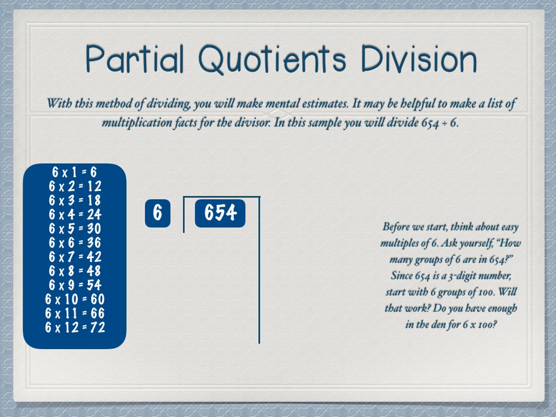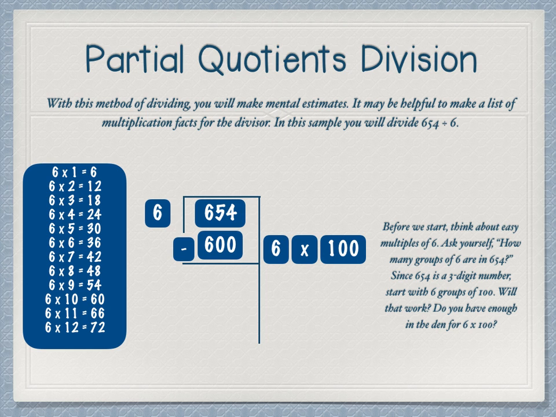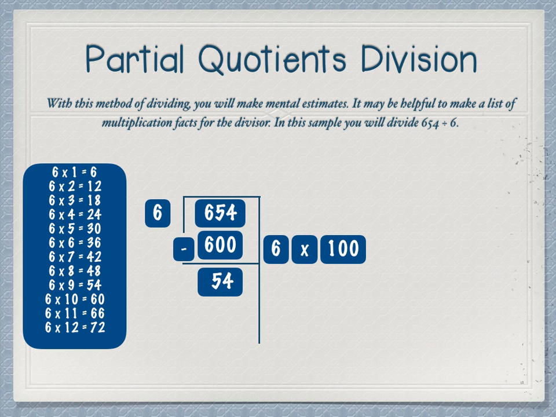Well, since 654 is a 3-digit number, let's see if we could start out with 6 groups of 100. Will that work? Do you have enough in the den for 6 times 100? Sure, because that only gives us 600. And when you subtract, you can see that you still have 54 left in the den.